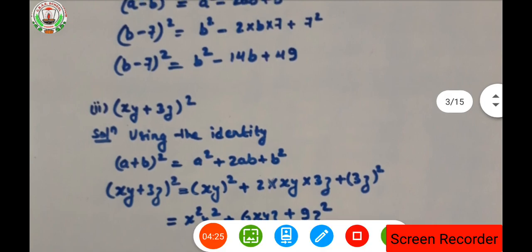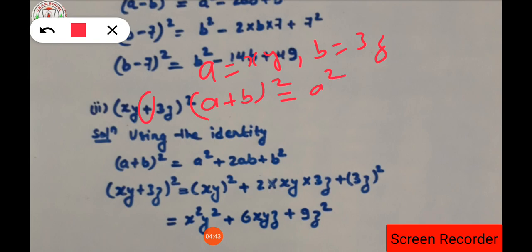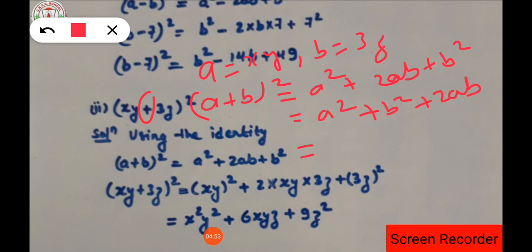In the same way you have to do the second part. In the second part, what is the value of a given? A value is given as xy, and what is the value of b we are having? 3z, and between the terms what is the operation used? That is a plus sign. That means which identity is going to be used? A plus b the whole square is equal to a square plus 2ab plus b square. The formula can also be written as a square plus b square plus 2ab. Both ways of writing the formula are correct.